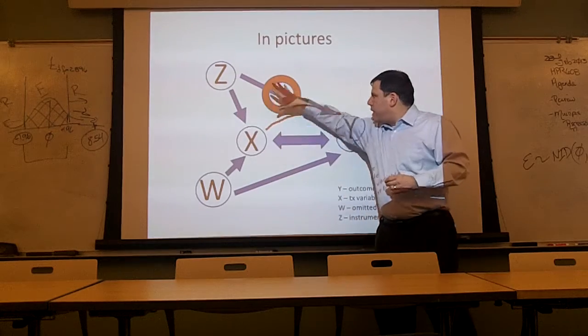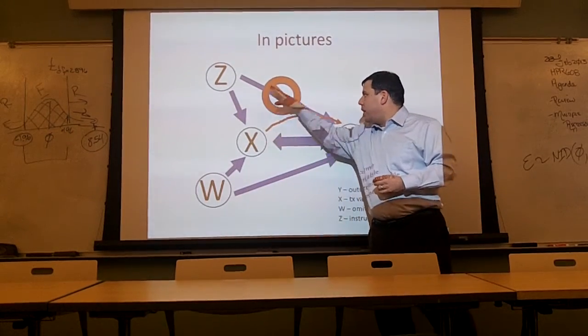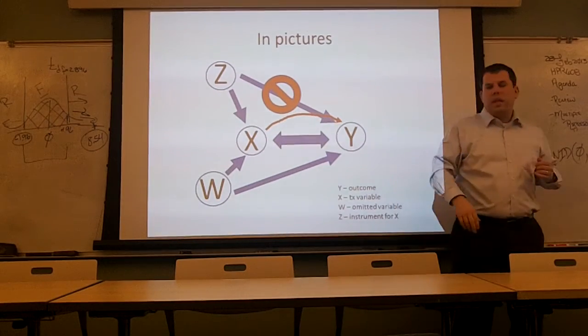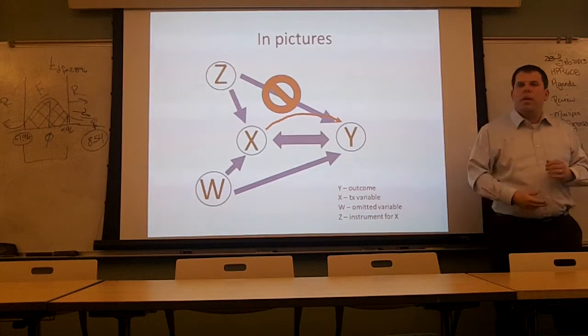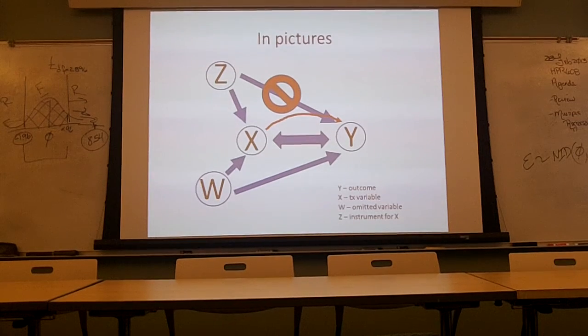Z works through X, is not allowed to work through anything but X, and if you get Z to work through X and nothing else, then you could identify the red line being the causal effect of X on Y, the treatment on the outcome. Again, if this is all you learned in those first two slides, then I consider my job, this exposure, a success.